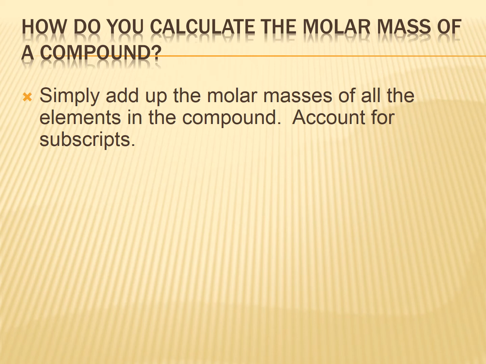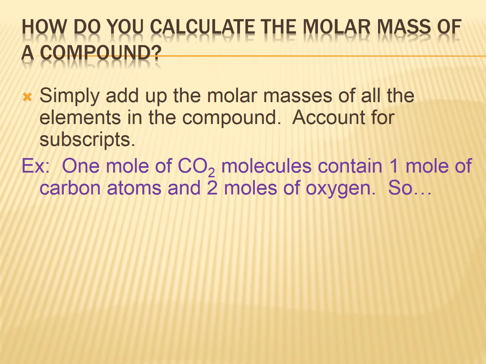But if we have a compound, it's not like I can find H2O in its own little box on the periodic table. So we're going to look at a compound and we're going to have to calculate the molar mass. Say I have a mole of carbon dioxide molecules. If we look at the formula for carbon dioxide, we can see that there's 1 carbon and there are 2 oxygens. And that basically tells us how many moles there are.